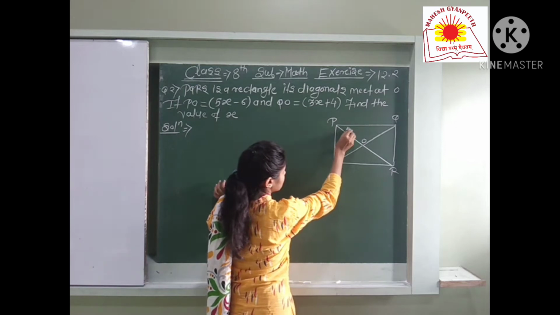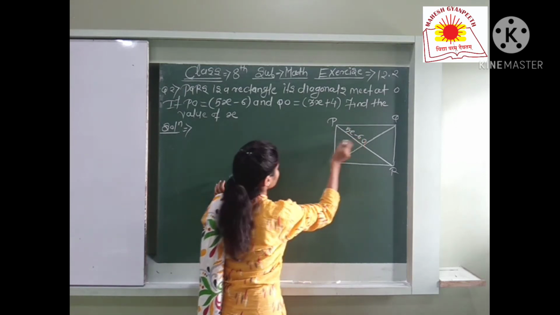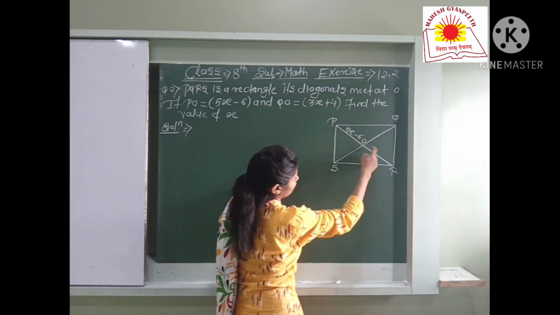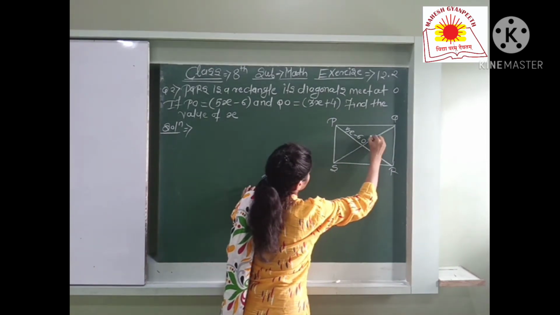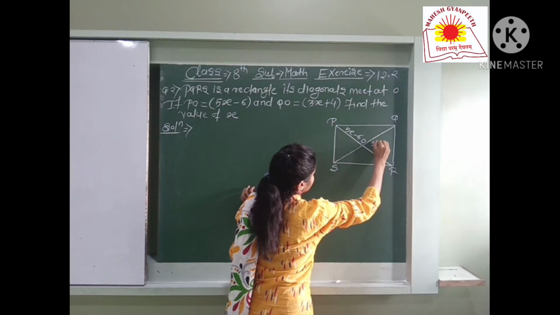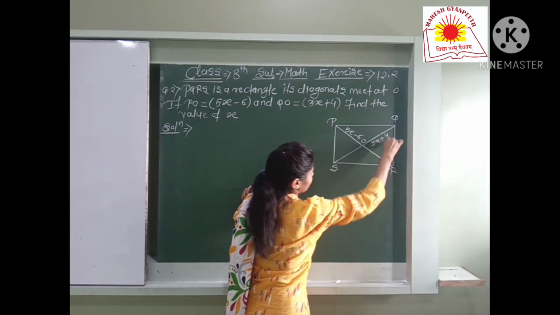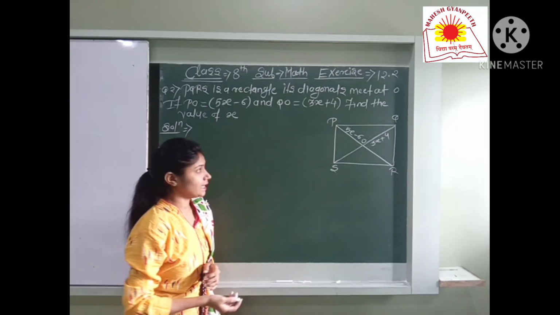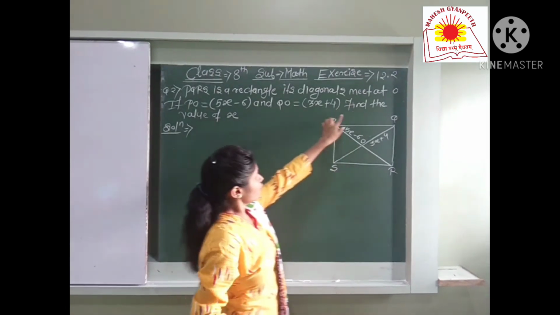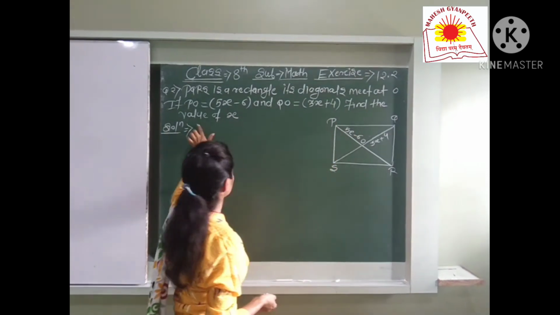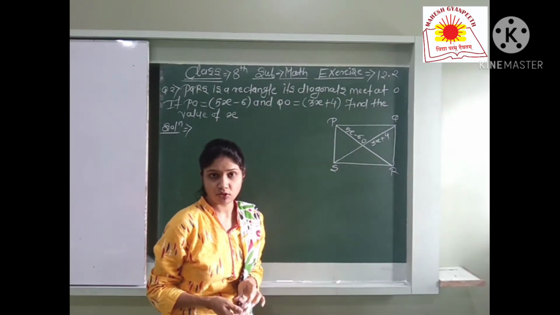5x minus 6. And the value of QO, what is that? It is 3x plus 4. Now, what do we have to find out? Find the value of x.